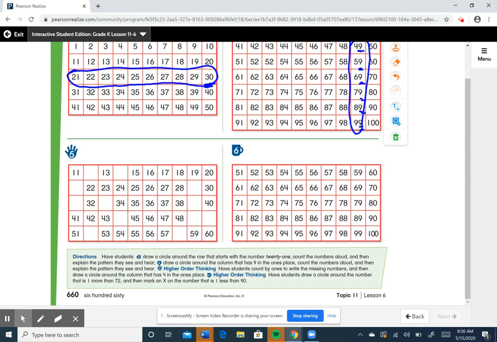So now we got to count by ones and fill in the missing numbers. So what comes after 11? 12. 13. What comes after 13? 14. And a way you can look is look at all the 4s in this row. Okay. So let's keep counting. 15, 16, 17, 18, 19, 20. 21. There's ones in this column.